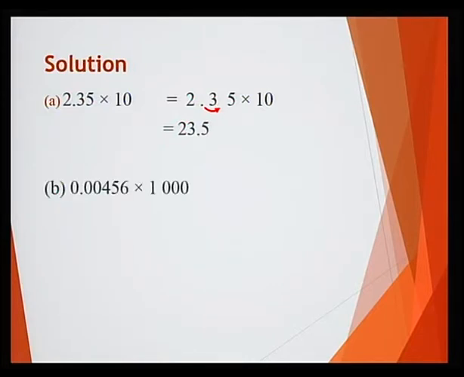The next one, 0.00456 times 1000. So here I have 3 zeros. This means I will have to move the decimal point 3 places to the right. 1, 2, and 3. So the answer is going to be 4.56.